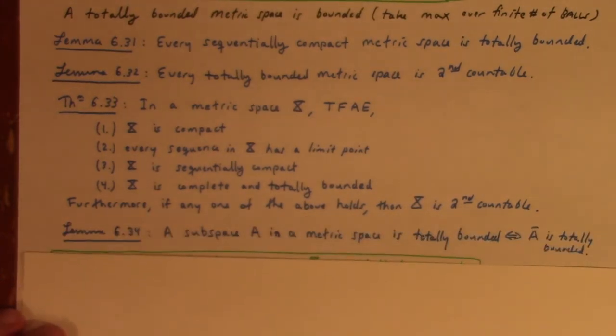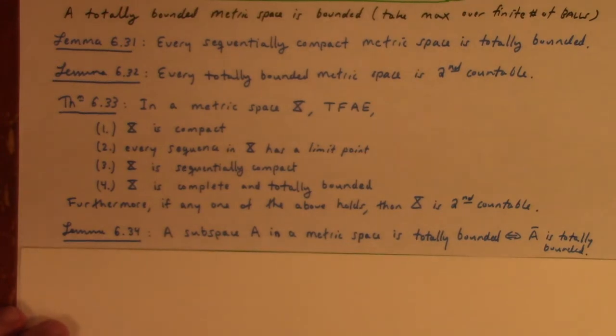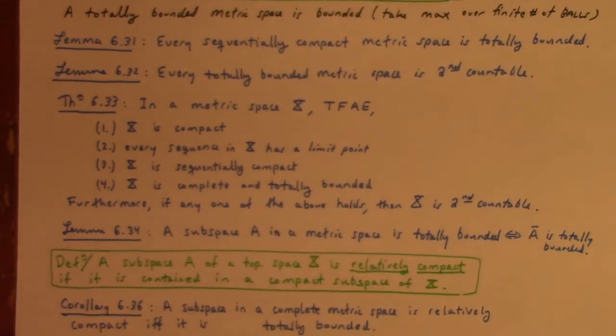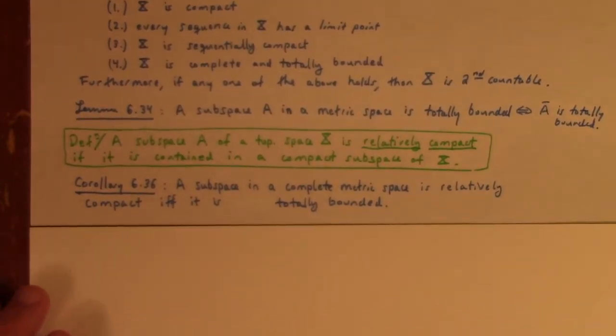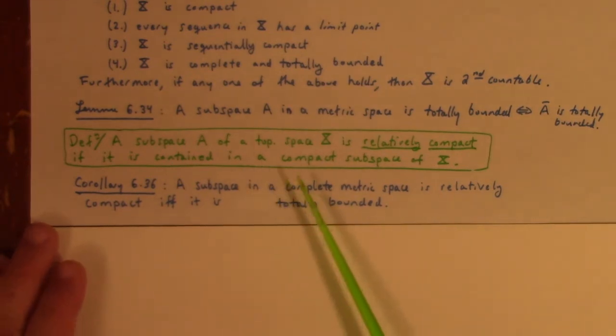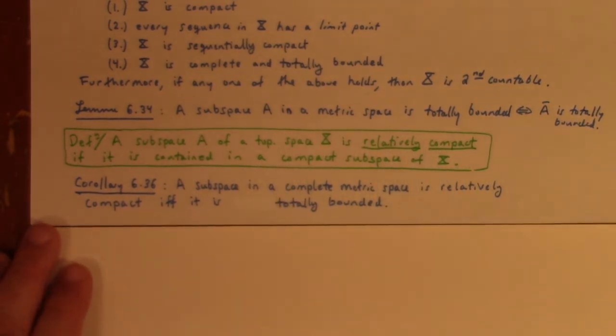And let's see here, a subspace A in a metric space is totally bounded if and only if the closure of A is totally bounded. Finally, a subspace A of X is relatively compact if it's contained in a compact subspace of X. And then Corollary 6.36: a subspace in a complete metric space is relatively compact if and only if it is totally bounded.